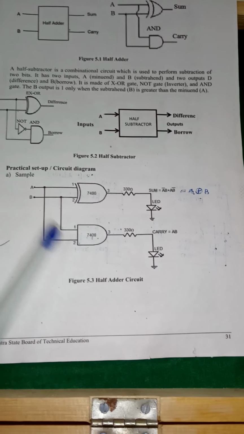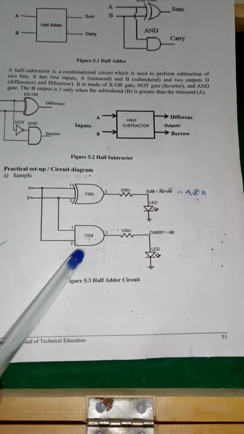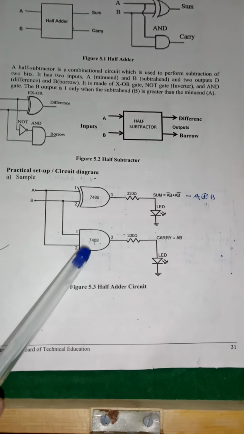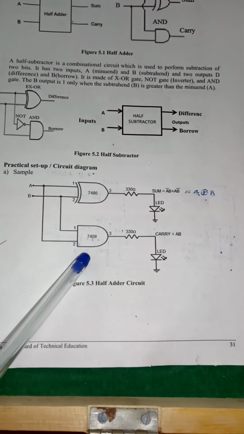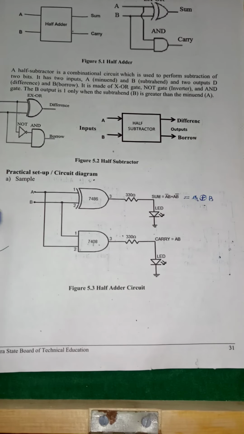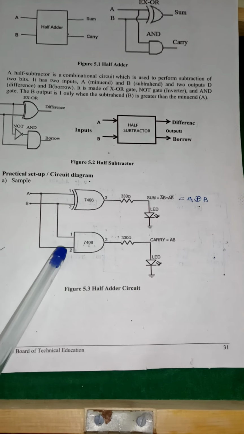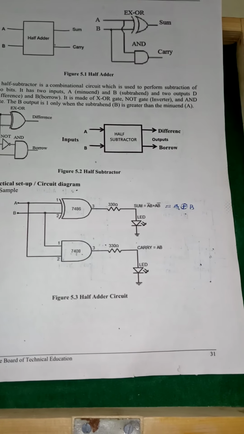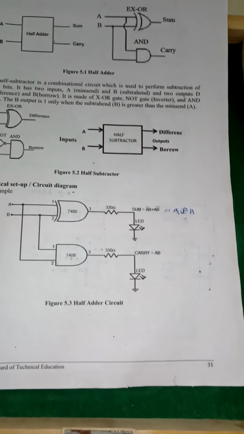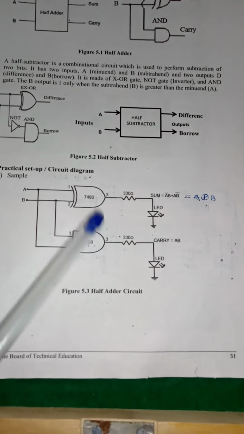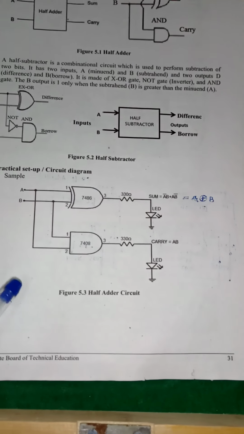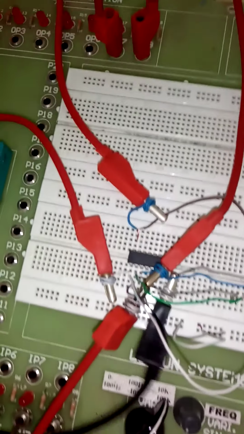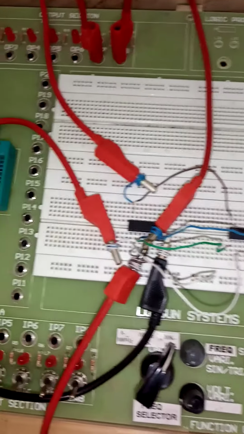Now for carry, the carry equation is A dot B. So we will require AND gate IC, that is 7408 IC, and again it will require input to pin number 1 and pin number 2. And both the ICs are having output at pin number 3. So we will do the connection on breadboard like this diagram. Now we will see the breadboard connection.